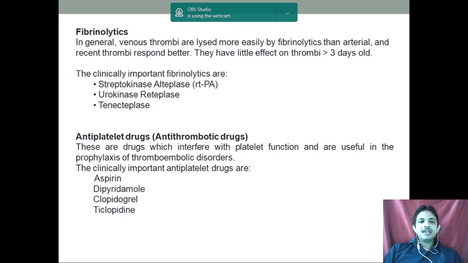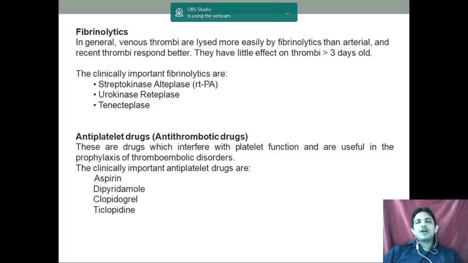Now coming to the antiplatelet or antithrombotic drugs. These drugs interfere with platelet function. Yes, these are drugs that mainly interfere with platelet function, and they are more useful for the prophylaxis of thromboembolic disorders. That means these are the drugs we can use for those who are at risk of such thrombus formation. So in such cases we can give them as a prophylaxis agent, like aspirin and clopidogrel. These are the important antiplatelet drugs.